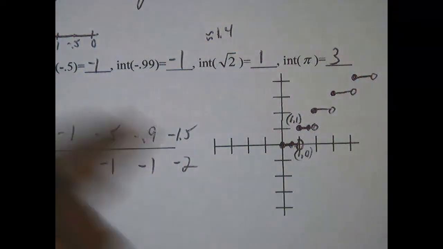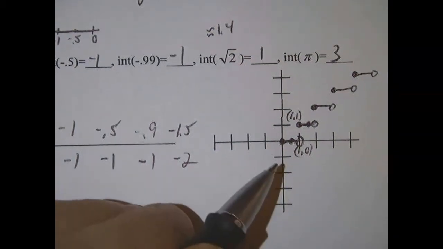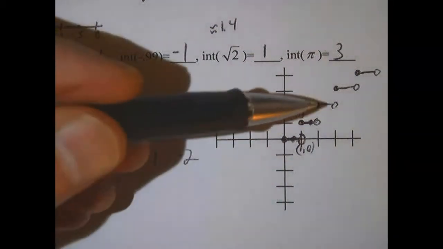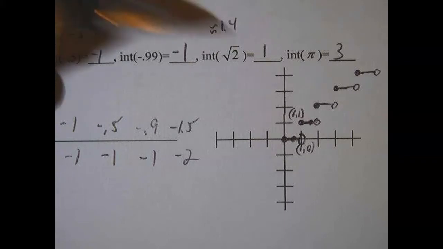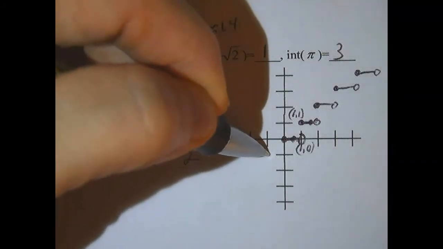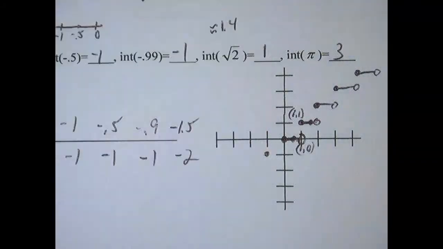And I'll fill in the rest of the points. Let me put in some negative points here. The pattern will continue. So for example, if you plug in -1, the output is -1. So if we plug in -1, the output is -1. That's a point on the left.